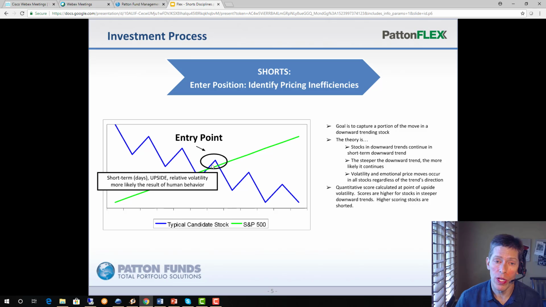So the theory is we sell it up here at the higher end of this volatility with the hopes that it continues in a downward trend. If it continues in a downward trend, we profit from this because keep in mind, when short positions go down, we make money. So the goal is to enter the stock during this period of short-term relative upside volatility.